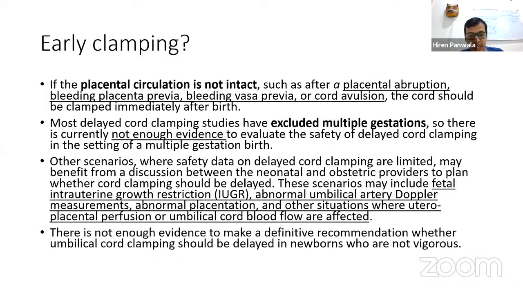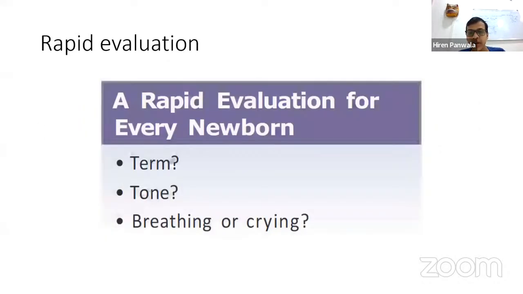But definitely umbilical cord management plan should be a part of every delivery. There should be a discussion between the pediatrician and the obstetrician so that we make a plan and we can try to do delayed cord clamping in as many babies as clinically indicated.